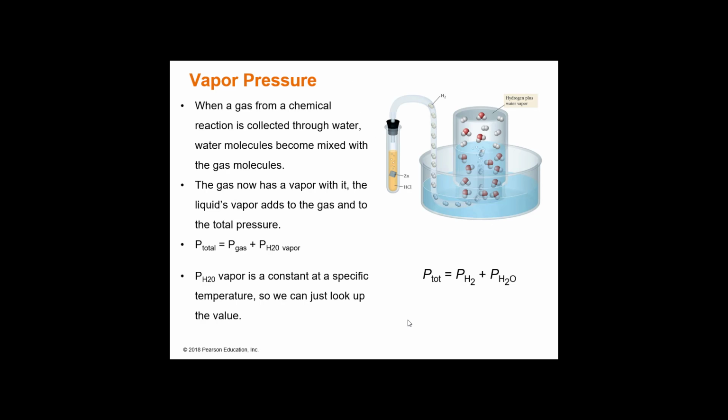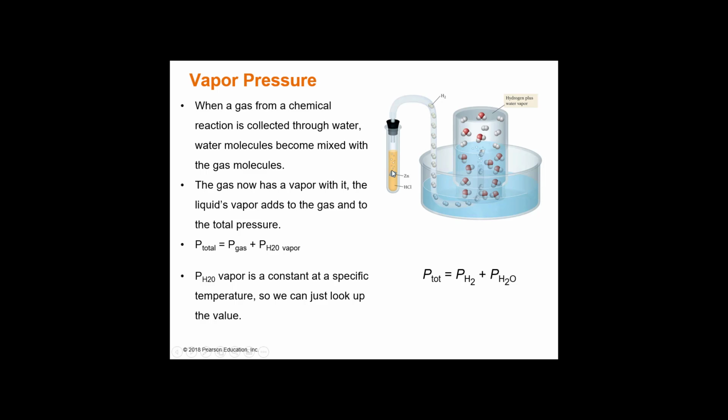When a gas from a chemical reaction is collected through water, so sometimes reactions occur in water, in solution, and the water molecules get stuck and attached with the gas. So when you're trying to determine the partial pressure of the gas, you now have the partial pressure of water molecules attached to the gas. So we need to remove or subtract the partial pressure of the water vapor.